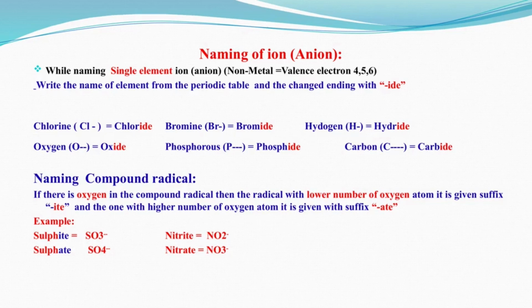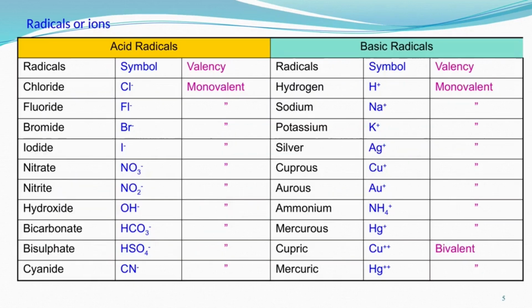Now let's see the other table. Next slide. So, some examples of radicals or ions. Look there: acid radicals and basic radicals. I have already told what acid radicals are. Electronegative radicals are called acid radicals, and those which carry a positive charge are called basic radicals. Some examples are given along with their valency. Monovalent means having one valency, bivalent means valency 2, trivalent means having 3, like that.